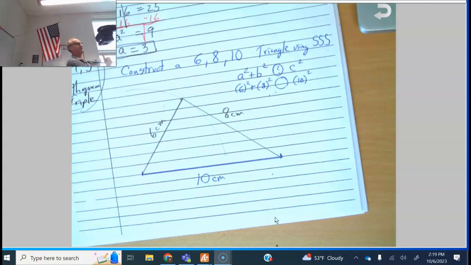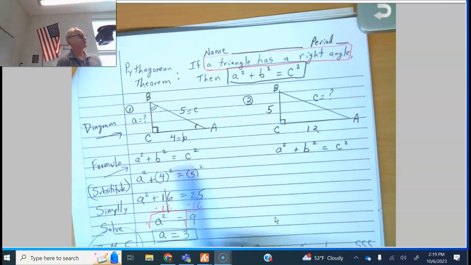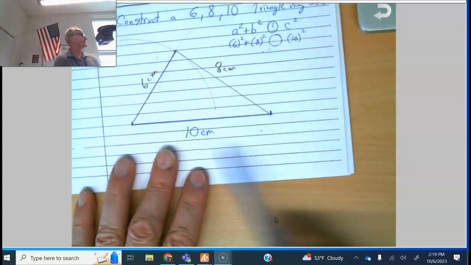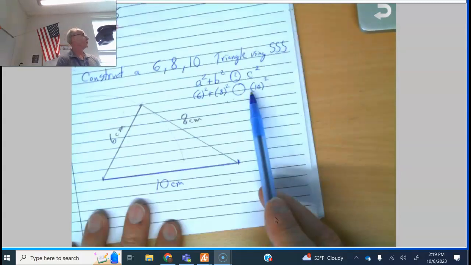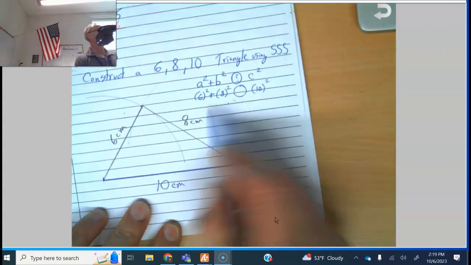Do you see we did the opposite of what we did before? Before, we had a right triangle, and we said that this is true for right triangles, and then we used it to find a missing side. In this one, we have the 3 sides of a triangle, but we want to know, is it a right triangle? Is it true? Is it equal?